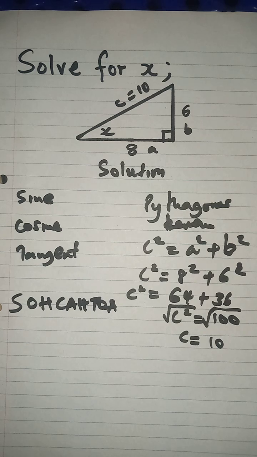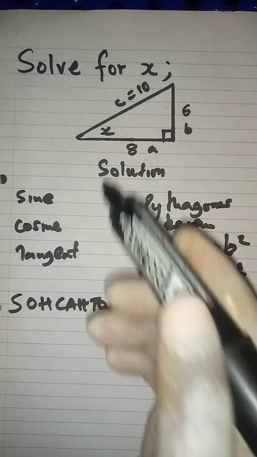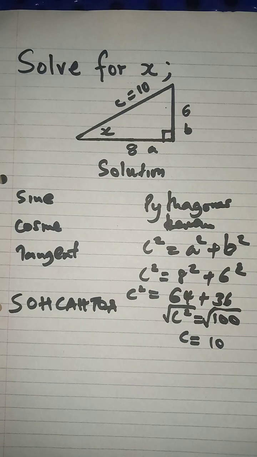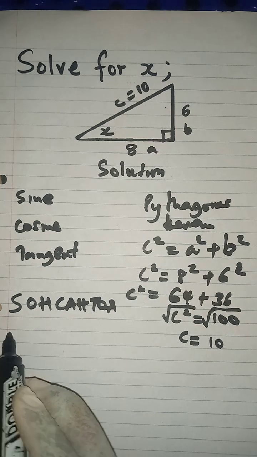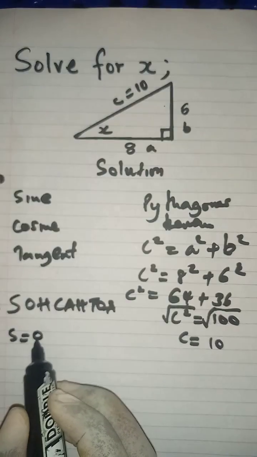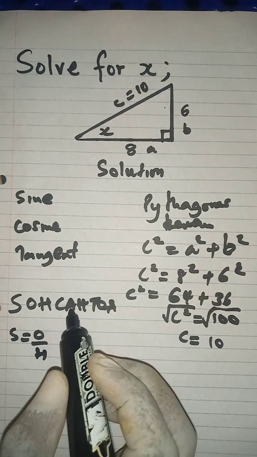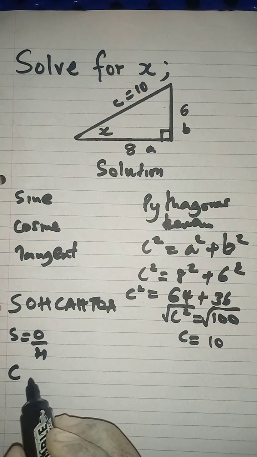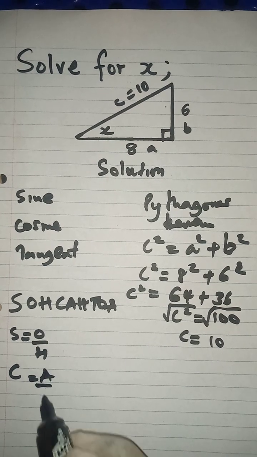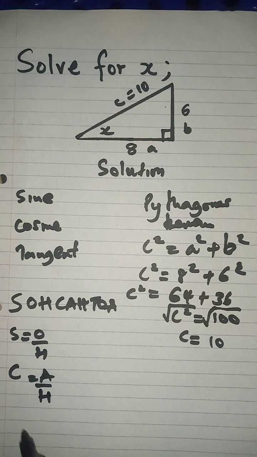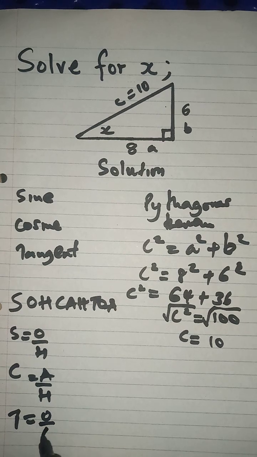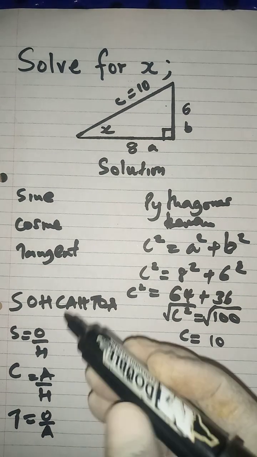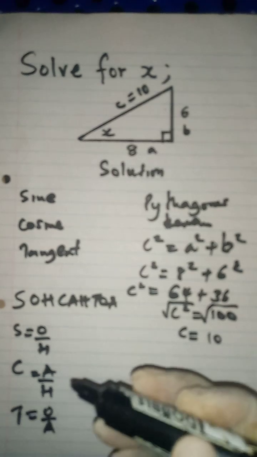So using SOHCAHTOA, there's a rule called SOHCAHTOA. It is an acronym that will guide me in solving the value of x, meaning sine is equal to opposite over hypotenuse. The cos or the cosine is equal to adjacent over hypotenuse, and the tan is equal to opposite over adjacent. What do I mean by the terms opposite, hypotenuse, and adjacent?